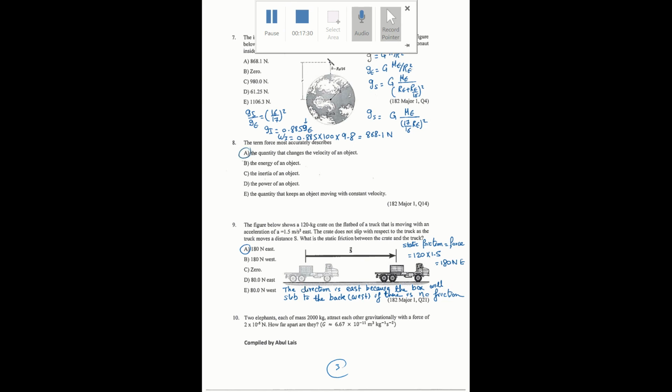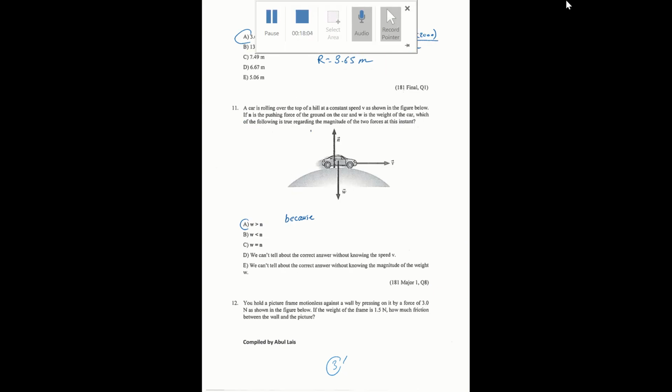Okay, now the next question says that two elephants, each of mass 2,000 kilograms, attract each other gravitationally with a force of 2 times 10 to the negative 5 newtons. How far apart are they if capital G, which is the universal gravitational constant, is 6.67 times 10 to the negative 11? So of course we will just use the same equation that says F equals G m1 m2 over r squared.